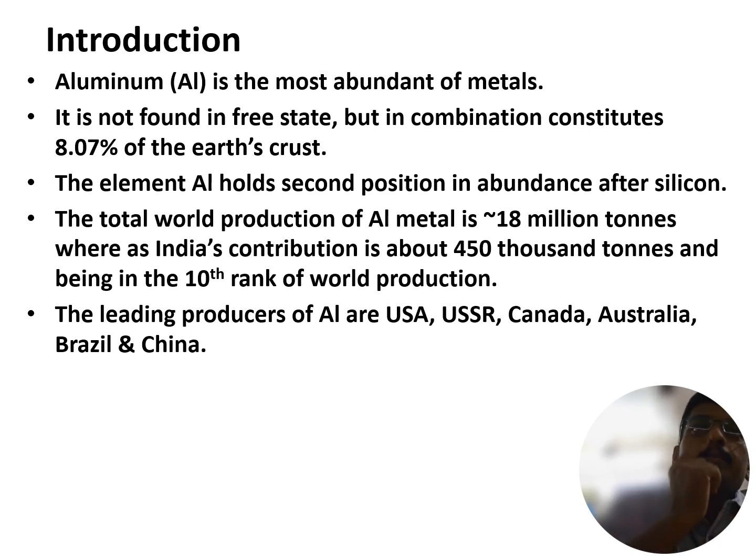About the introduction: aluminium is the most abundant metal in the Earth's surface. It is not found in the free state, but in combination it constitutes 8.07% of the Earth's crust. The element aluminium holds second position in abundance after silicon. The total world production of aluminium metal is around 18 million tons, whereas India's contribution is about 450,000 tons, ranking 10th in world production. The leading producers of aluminium are America, Russia, Canada, Australia, Brazil and China.